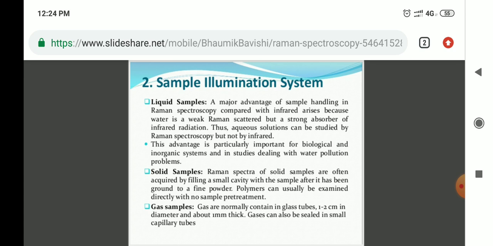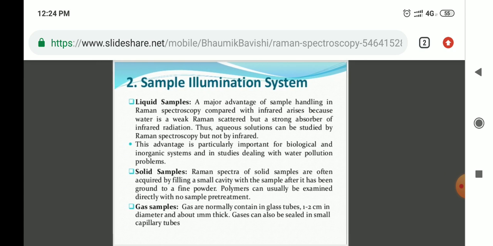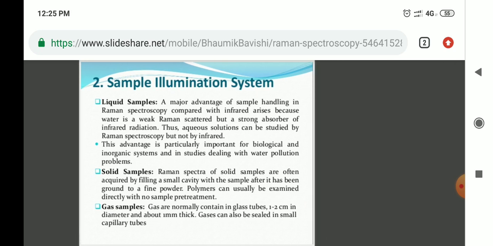And second is solid sample. Raman spectra of a solid sample are often acquired by filling a small cavity with a sample after it has been ground to a fine powder. Polymers can usually be examined directly with no sample pre-treatment. And last sample is the gas sample. Gases are normally contained in a glass tube 1 to 2 centimeter in diameter and about 1 millimeter thick. Gases can also be sealed in a small capillary tube.